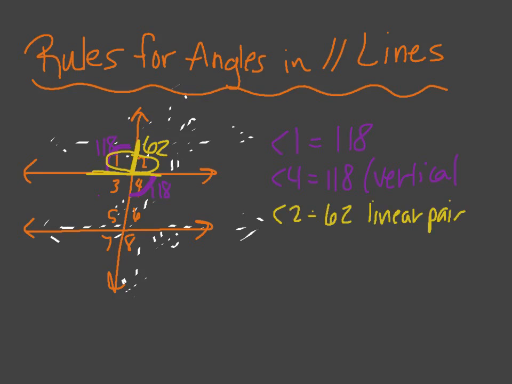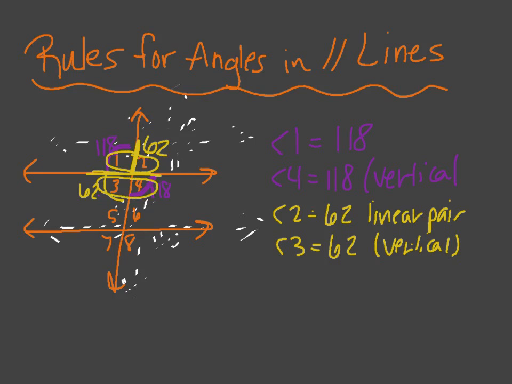And what does angle 3 have to be then? Again, vertical angles, so this is going to be 62 as well. Angle 3 equals 62 because of vertical angles. Or it could be because it's also a linear pair with angle 4 down here.